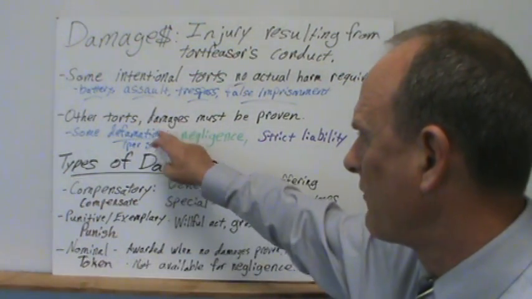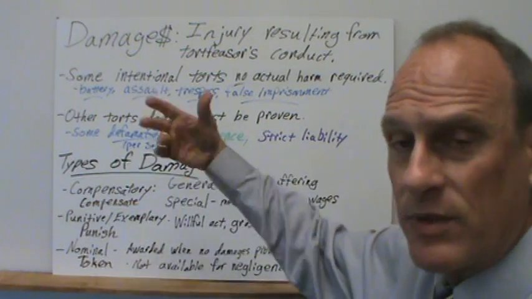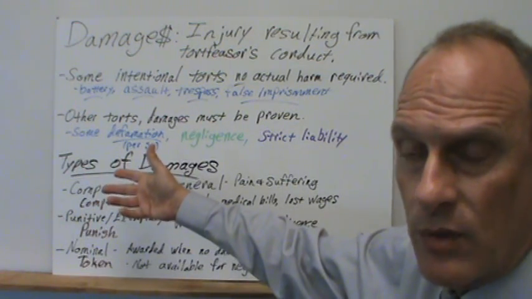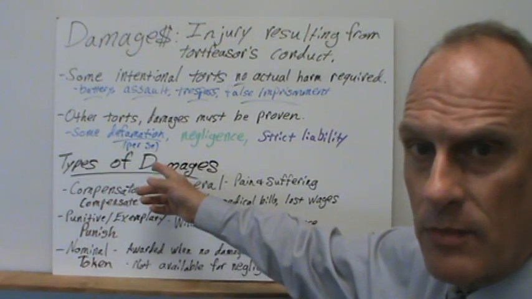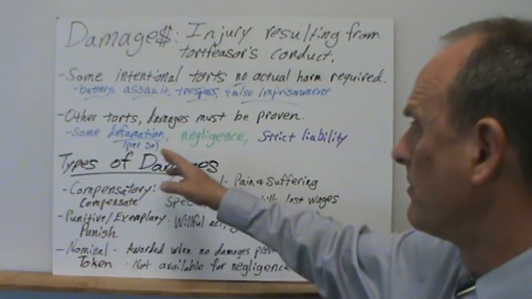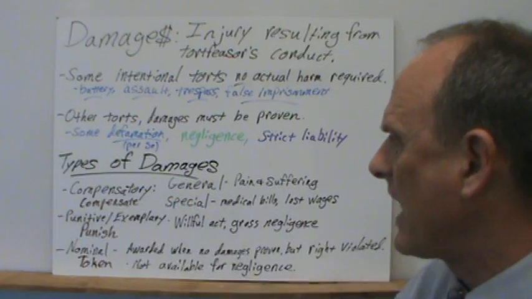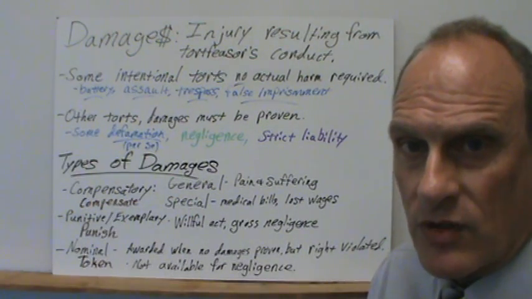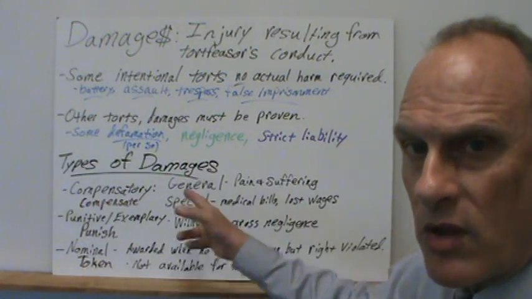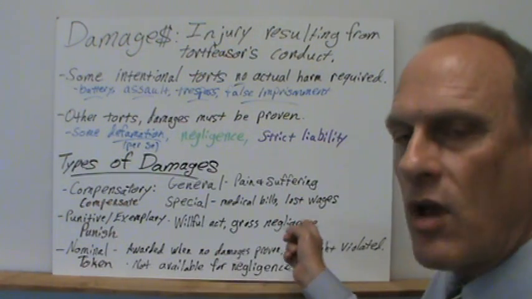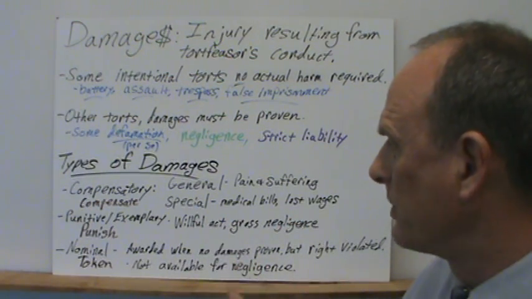Some torts, like defamation, we have per se defamations where damage is automatically assumed when you attack someone's honesty or credibility, so calling them a thief or a liar. But other types of defamation, you have to prove the damages. Types of damages that we have: compensatory damages, damages that compensate for the loss. Like pain and suffering, we would call that a general damage, or medical bills, lost wages. We would call that a special compensatory damage.